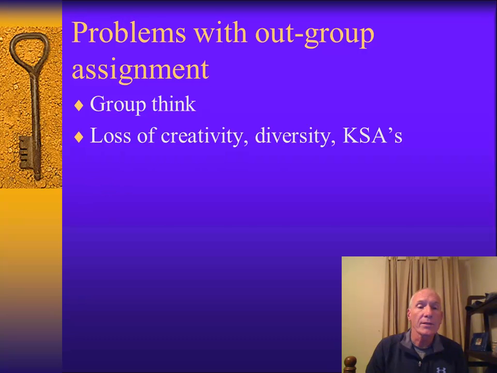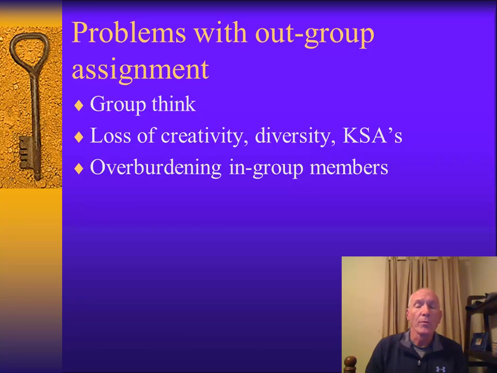We know that when we assign people to the out-group, we may lose their creativity, diversity, and their knowledge, skills, and abilities. And we may overburden in-group members. It's common for leaders to turn to their go-to person. But we do that typically as leaders because it's easier for us, and we're turning to people we know we can trust. So in many ways it makes sense. But after a period of time, we will overburden those in-group members.